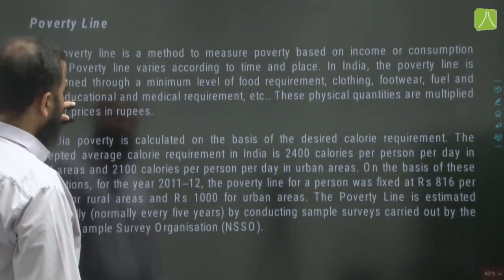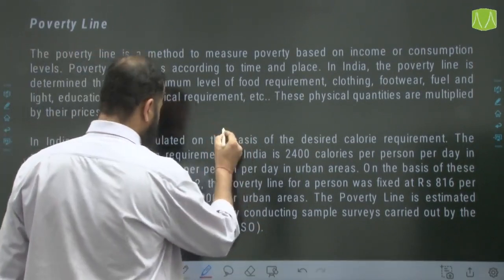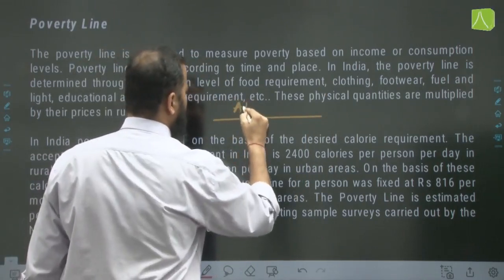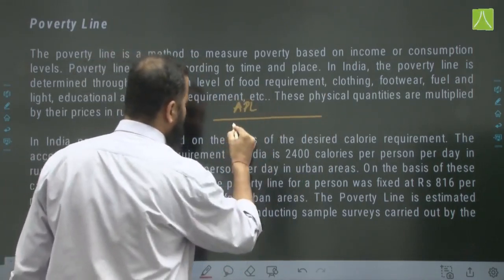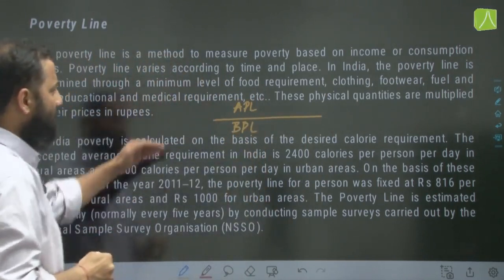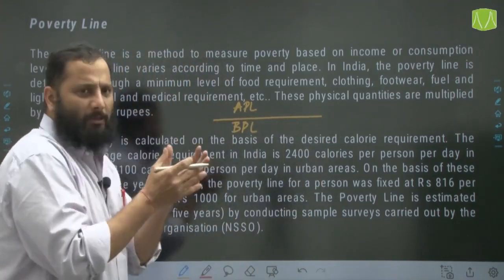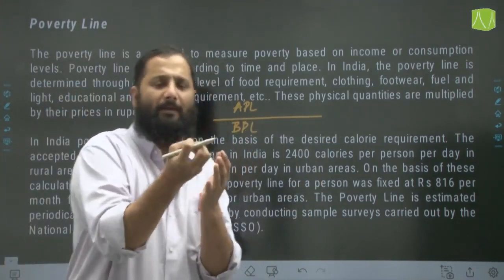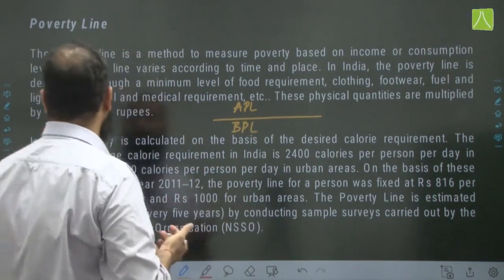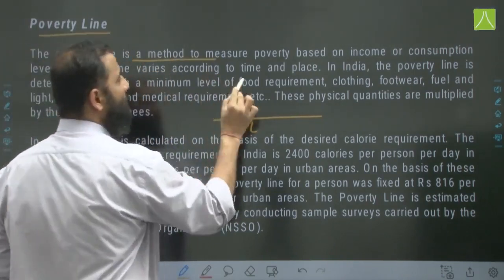Now what is poverty line? अब एक गरीबी रेखा होती है, ठीक है, which we consider. People who are above that, we place them as APL, that is above poverty line, and people who are below that, we place them as BPL, that is below poverty line. So this is we consider as an imaginary line according to which a minimum money is required by a person to fulfill his basic needs of survival. So poverty line is a method to measure poverty.